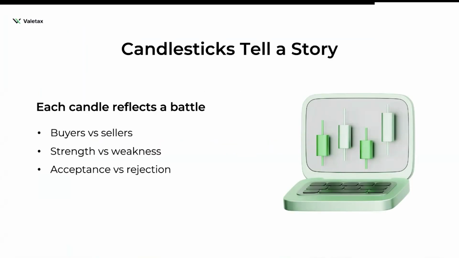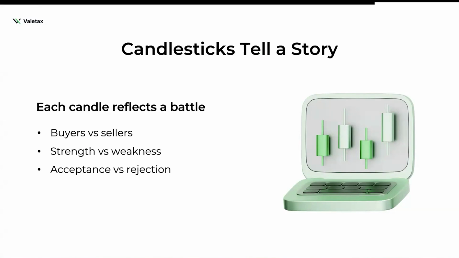The chart simply shows price movements over time, and every movement on the chart represents buyers and sellers interacting. When buyers are strong, prices rise, and when sellers are strong, prices fall. Charts are basically visual representations of human behavior, and that is why candlesticks tell a story. Each candle reflects the complete battle between buyers and sellers, strengths versus weaknesses, and the amount of momentum or acceptance that a particular side has.